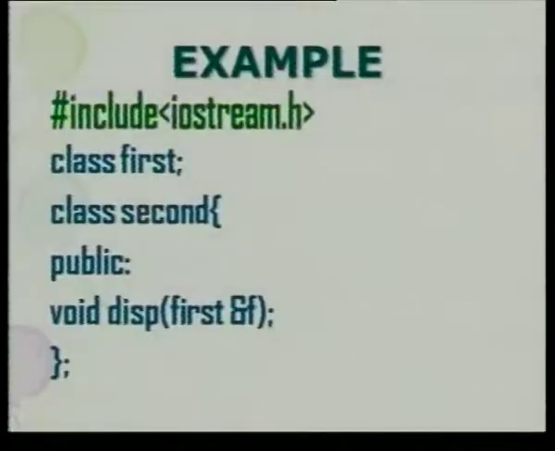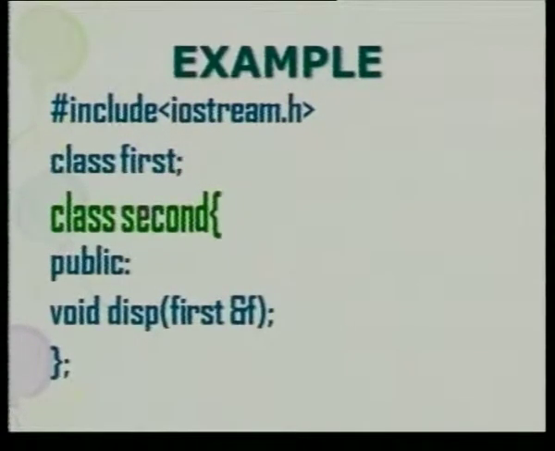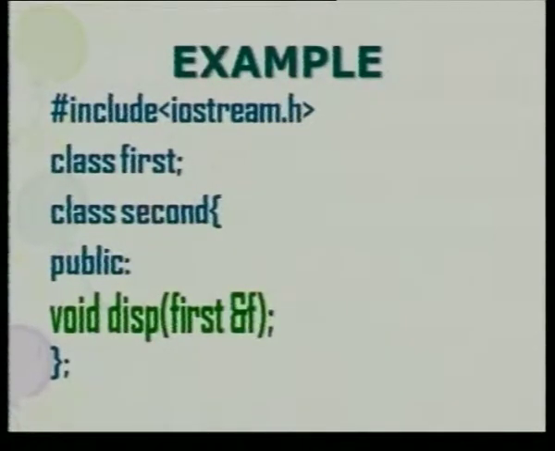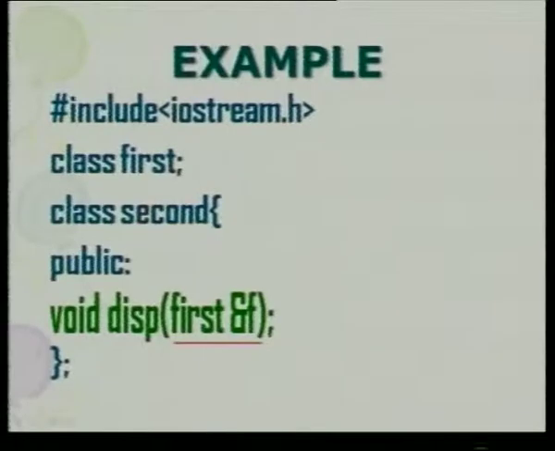So, we will see an example of these friend functions and classes. We have the header file, you have a class first and you have a class second. Now, see, this class second is being declared over here already. We are not declaring first, but we are declaring the second class. Here under public access specifier, we have a display function void disp, and this disp has an argument &f. This is nothing but first is the name of this class.